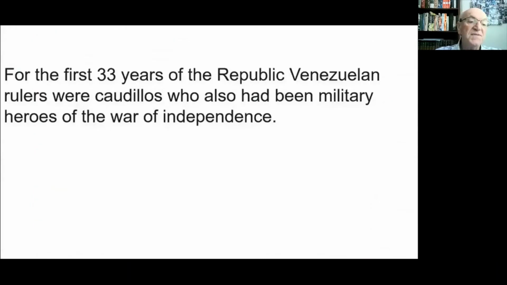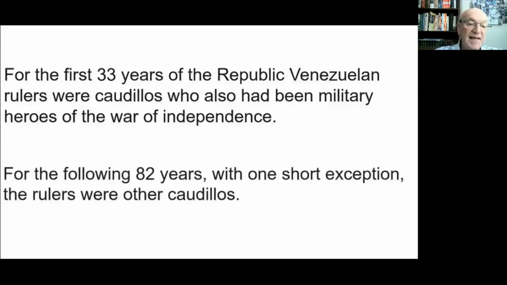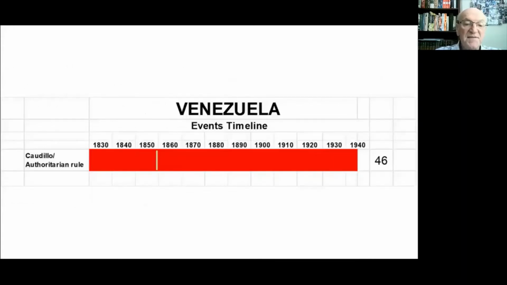So for the first 33 years of the Republic, Venezuelan rulers were caudillos, who also had been military heroes of the War of Independence. And the following 82 years, with one short exception, we'll talk about that, the rulers were other caudillos, different caudillos. So here is the events timeline from 1830 till 1945.